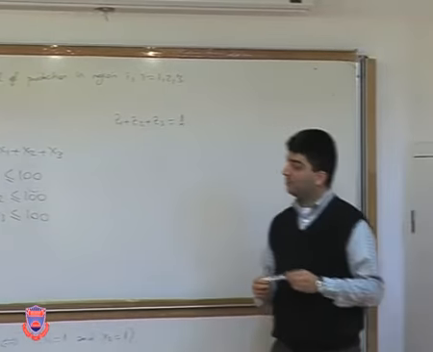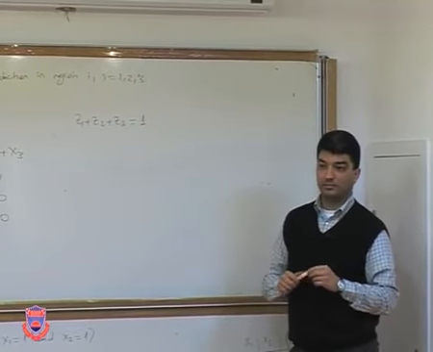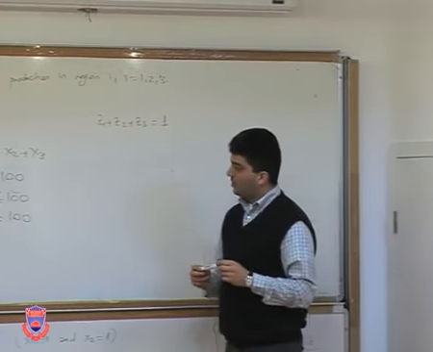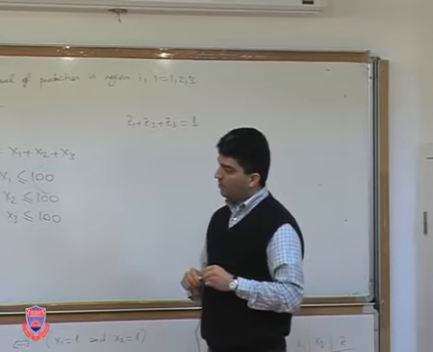Okay, what else do we have? Zi is bigger than or equal to Zi minus 1.